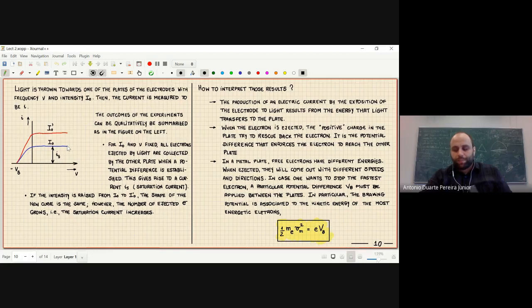I see that there is a question in the chat. Just a second. Is V_B a retarding potential difference applied by the battery? So V_B, yes, it is a retarding potential. I'm going to speak about that now.